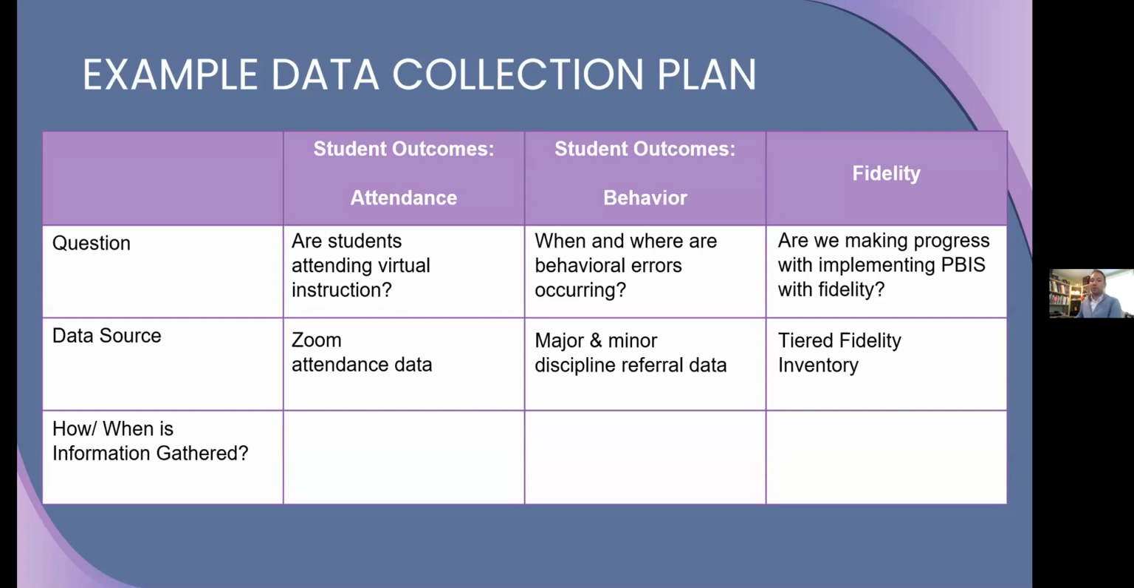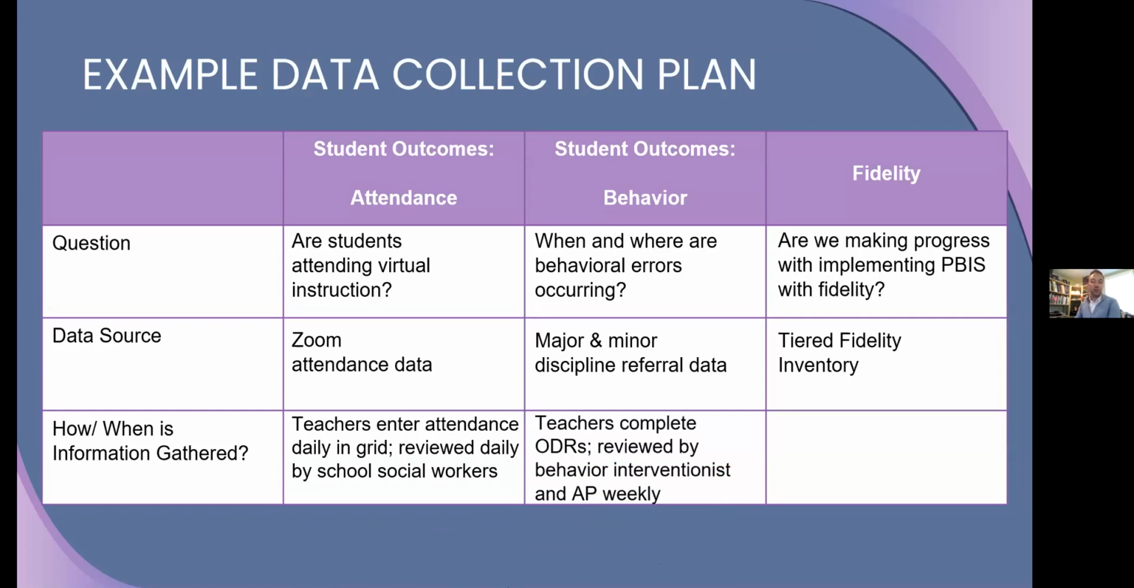Back to our example, which is focused on attendance, behavior, and fidelity, you might use the attendance data that teachers are already entering and make sure that it's being reviewed daily by the school social workers to catch any truancy issues early. For behaviors, you might have teachers fill out the office discipline referrals within 24 hours, hopefully, of the incident, and have the assistant principal review the referral patterns on a weekly basis. And for fidelity to PBIS, you may plan on continuing to complete the tiered fidelity inventory, otherwise the TFI, as a team in the spring.